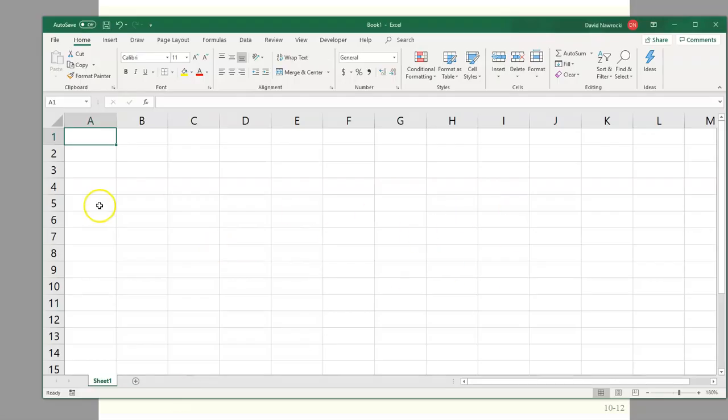So here we have Excel open. Let's just label a test statistic here. And let's put our p-value down here.